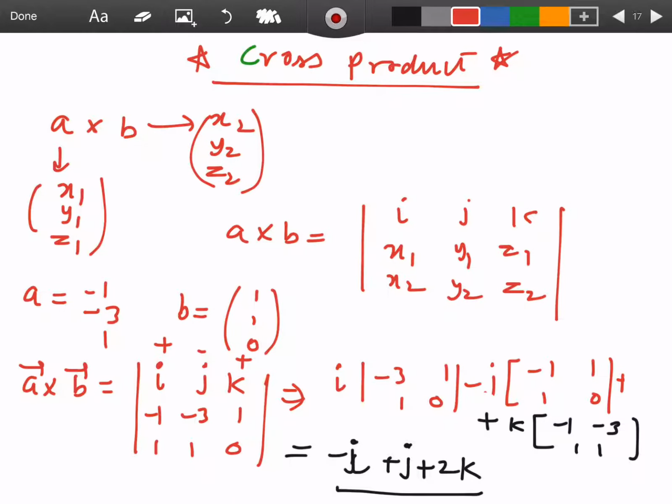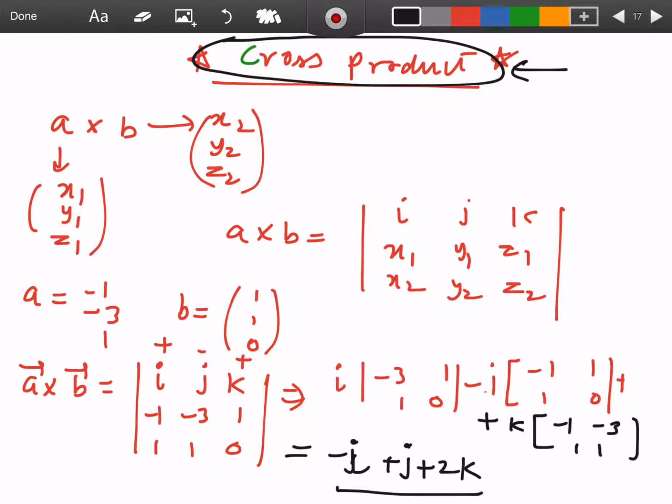Hello dear students, in this video I'm going to cover the cross product and its applications. So the first thing I'm going to talk about is what exactly the cross product is. It's another type of multiplying two vectors. There are certain properties which are different from the dot product, which I covered in my earlier video.